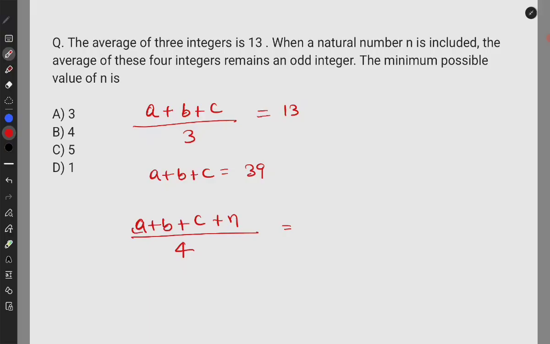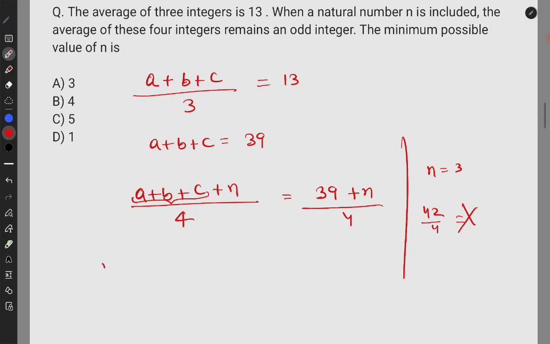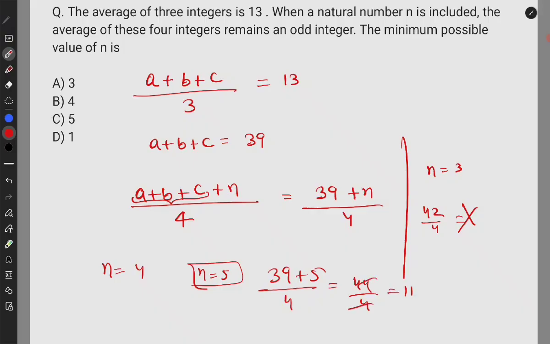Right. So let's put a plus b plus c equals 39. 39 plus n by 4. Now what value can we put? We can use the options also here. If we put 3, we get 42 by 4, which is not an integer value, not even an odd number, so hence not a possible value. If we put 4, it will still not be an integer. Let's put n equals 5. Let's see what will happen. 39 plus 5 by 4. This is equal to 44 by 4, and this gives us an odd average. So 5 would be the right choice, right?